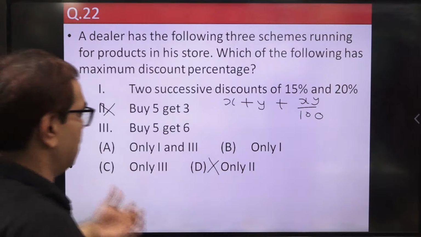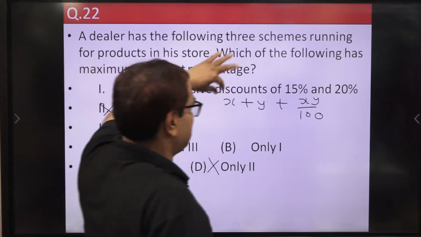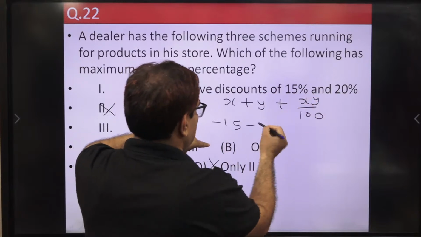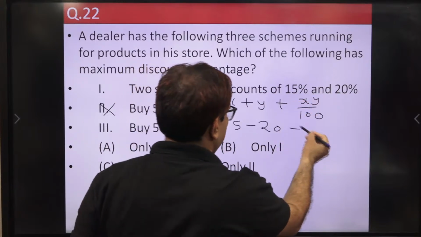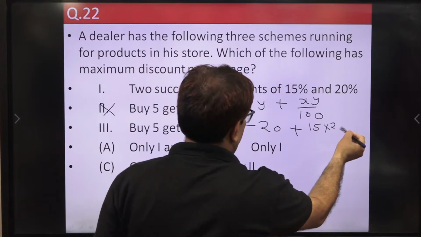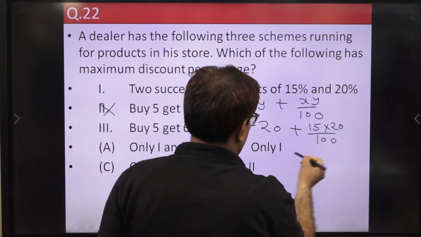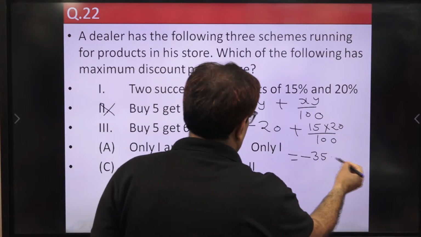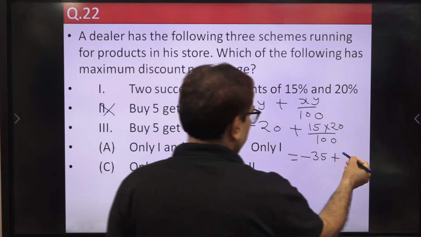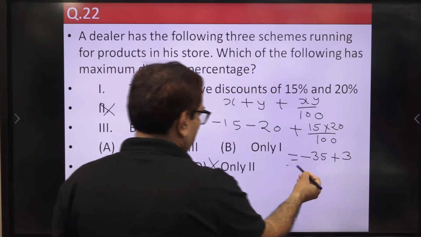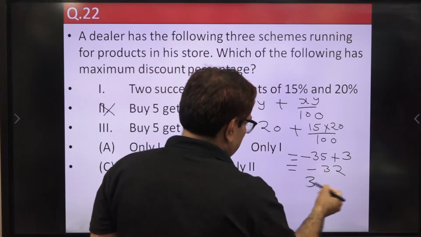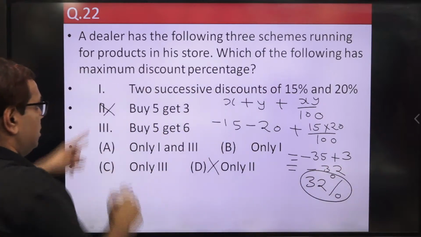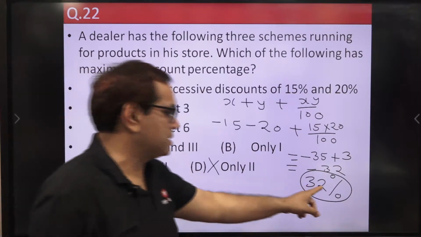Since it is a discount, it is a decrement, so x and y both are taken negative. So minus 15, then minus 20, and then minus minus plus 15 into 20 upon 100. So equal to how much? Minus 35 plus 3. So it is equal to minus 32. So it means it is a 32% equivalent discount. So in this scheme, the discount is coming to be 32%.